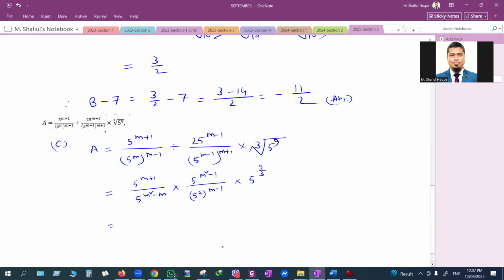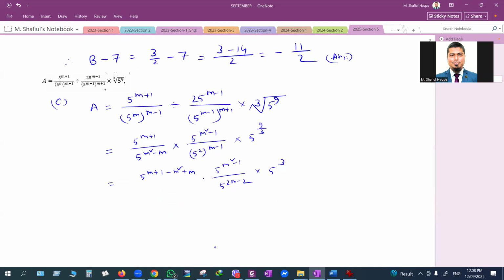So, in the next, it is 5 to the power m plus 1 minus m squared plus m into 5 to the m minus 1. That's 5 to the 2m minus 2 into 5 to the power 3.